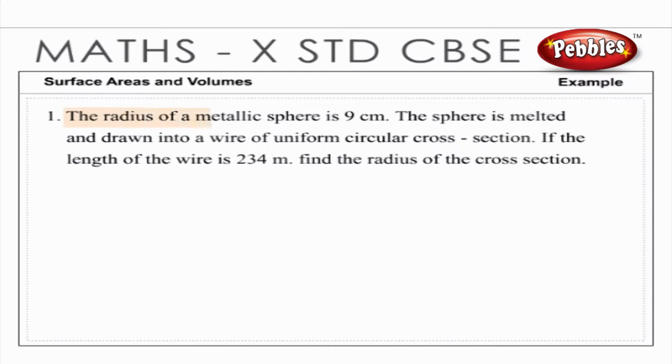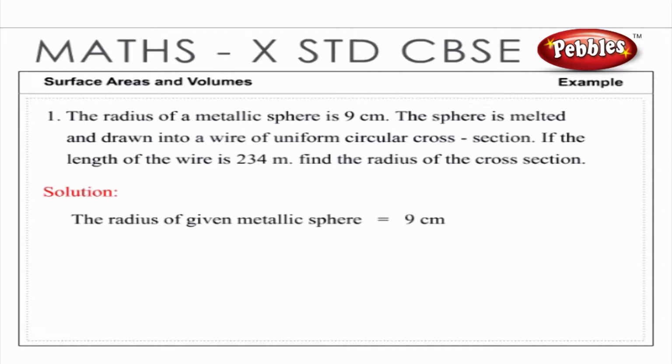The radius of the metallic sphere is 9 cm. The sphere is melted and drawn into a wire of uniform circular cross section. If the length of the wire is 234 meter, find the radius of the cross section.